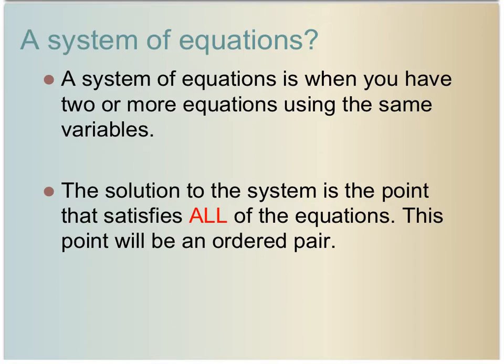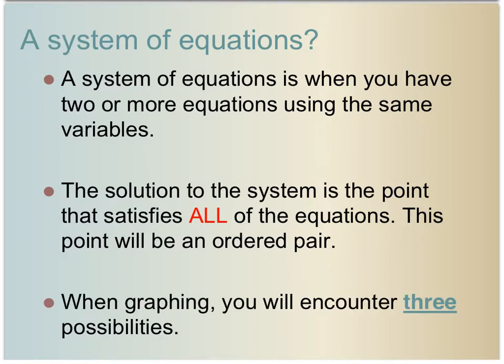The solution to the system is the point that satisfies all of the equations. This point will be an ordered pair. Remember, it'll be an x and a y. Now later we'll learn about equations that have more variables, and you'll have to have an ordered pair that is x, y, and z, or all of the variables that are included in the system.